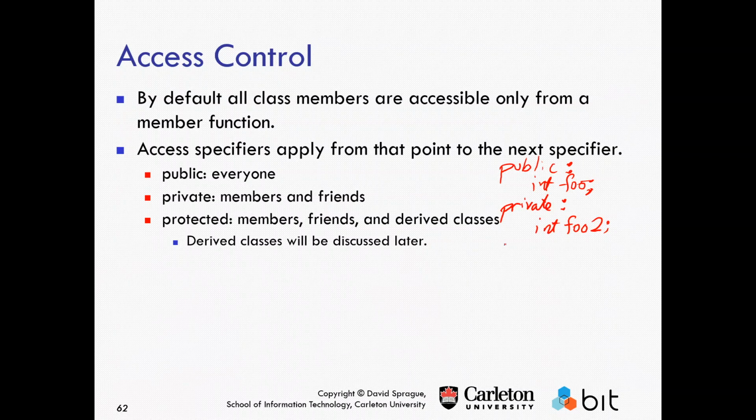Protected is a slightly different beast. Protected means that only friends and child classes, when we talk about inheritance, we'll look at child classes, can look at it. For right now, private and protected are going to look very, very similar.